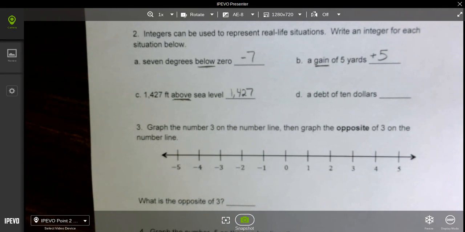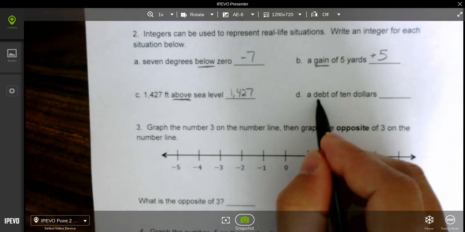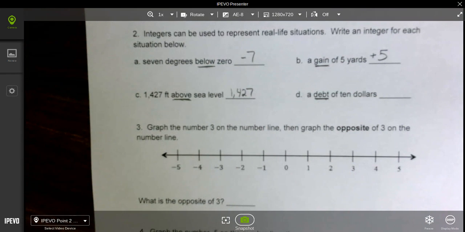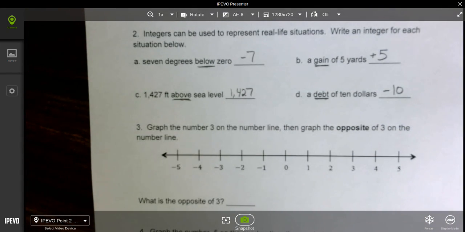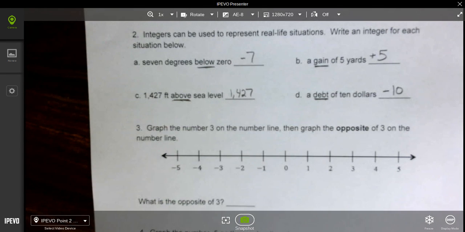1,427. And then in letter D, a debt of $10. A debt. When you're in debt, that means that you owe money. It's money that you don't have. And so it's going to be represented with a negative number. So the integer -10 would be used to represent a debt of $10.